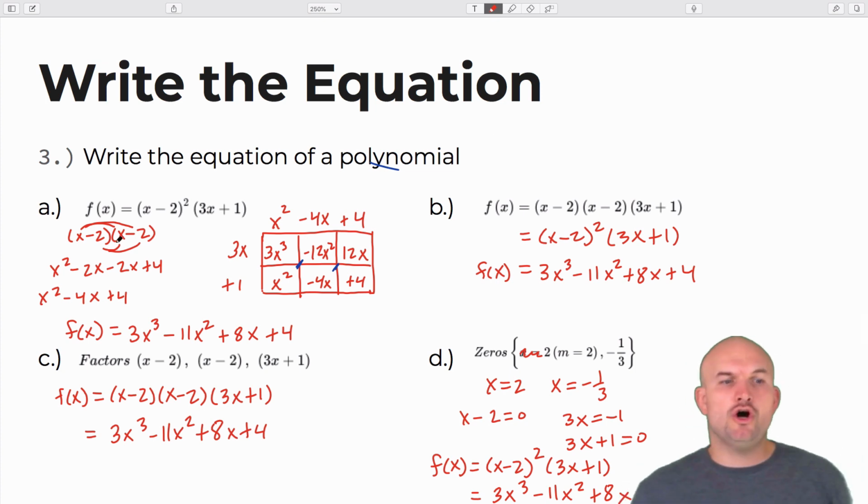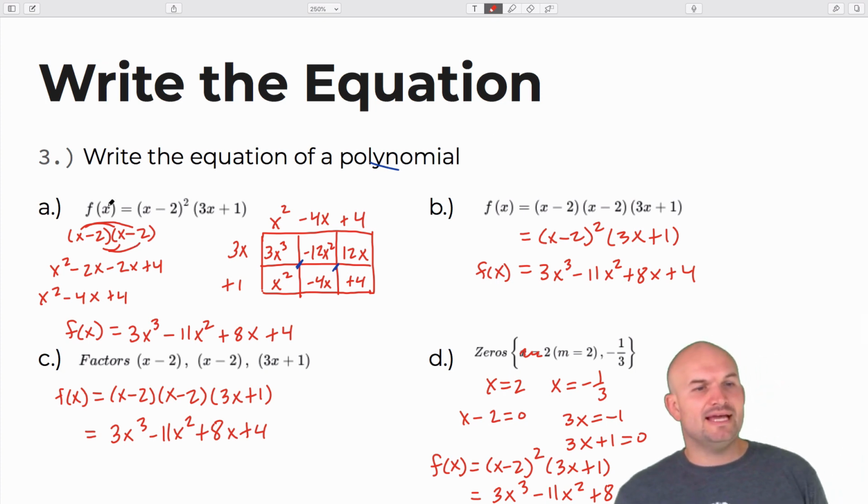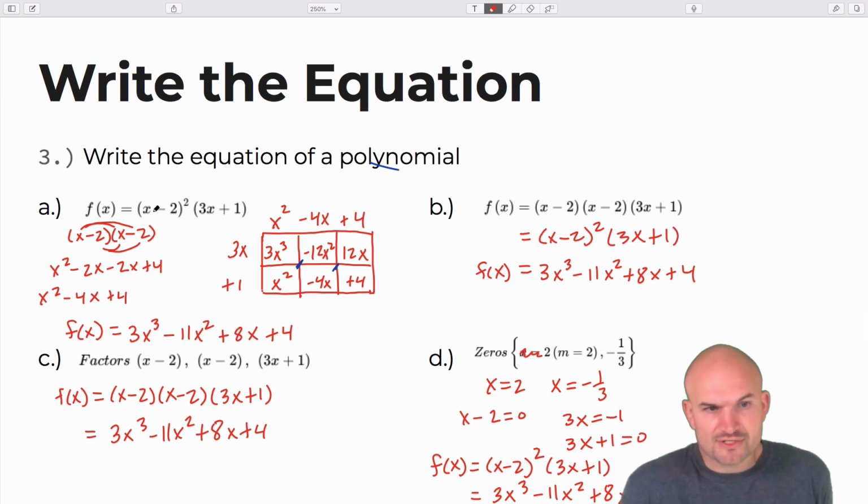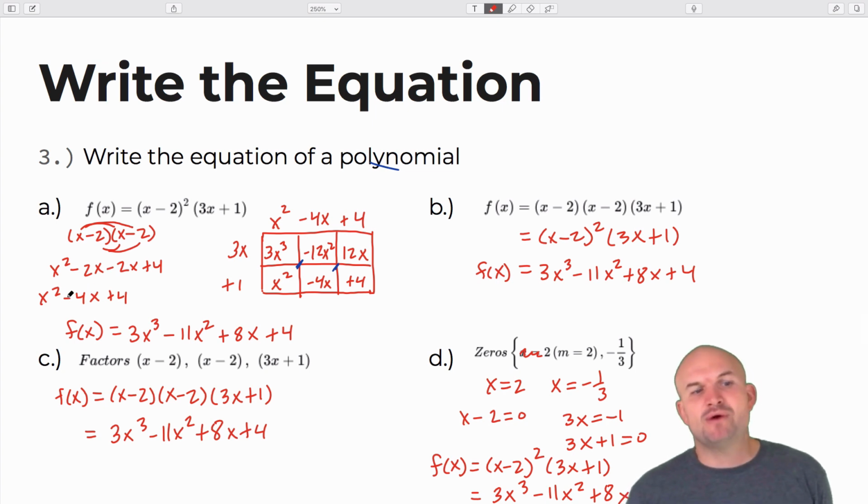But again, to show my steps here, what if I gave you f of x equals x minus 2 squared, 3x plus 1? What if I gave it to you in factored form, and I said, write the equation in standard form? Well, then you just need to multiply everything out. So you need to multiply x minus 2 squared, which when you multiply via distributive property gives you x squared minus 4x plus 4, right?